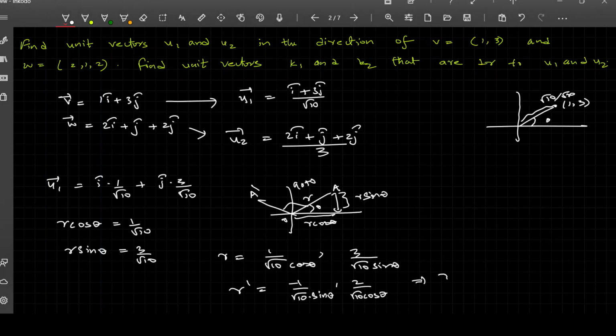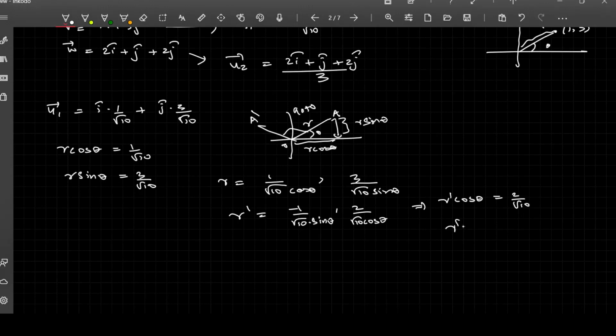So we get r dash cos theta is equal to 2 by root 10 and r dash sin theta is equal to minus 1 by root 10. Because any point can be represented as r dash cos theta comma r dash sin theta, the new coordinate would be 2 by root 10 comma minus 1 by root 10. Fine. This is minus 1. Please don't confuse. I'm sorry for the bad handwriting. So this is minus 1 by root 10.